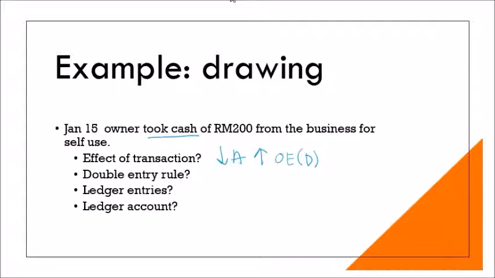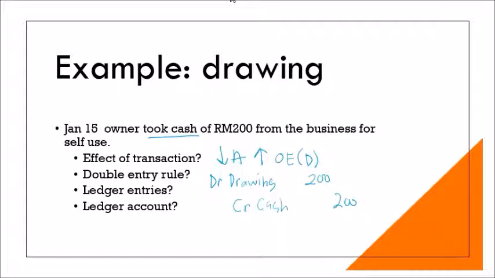Okay. So when the drawing increases, it goes in the debit side. Remember, ADE, the D is on the left side. So drawing or withdrawal, you can also write that one. We have credit cash, since asset is reduced, about 200.